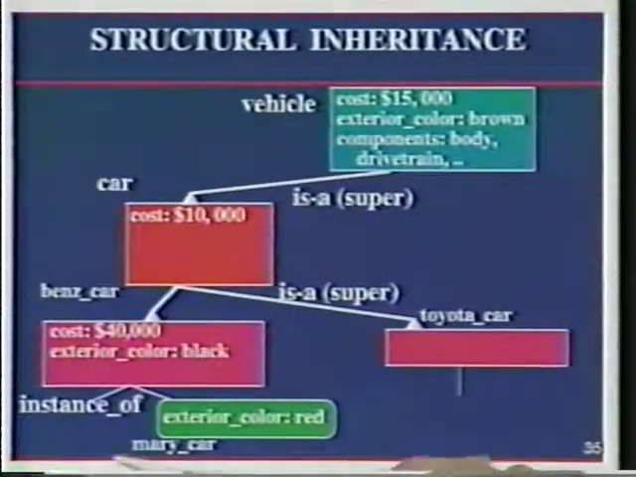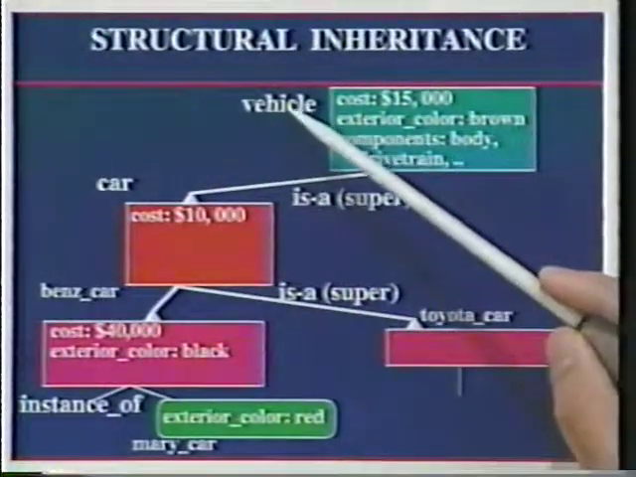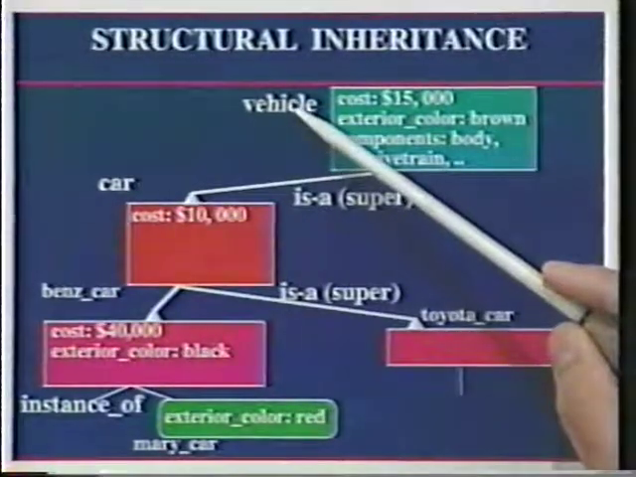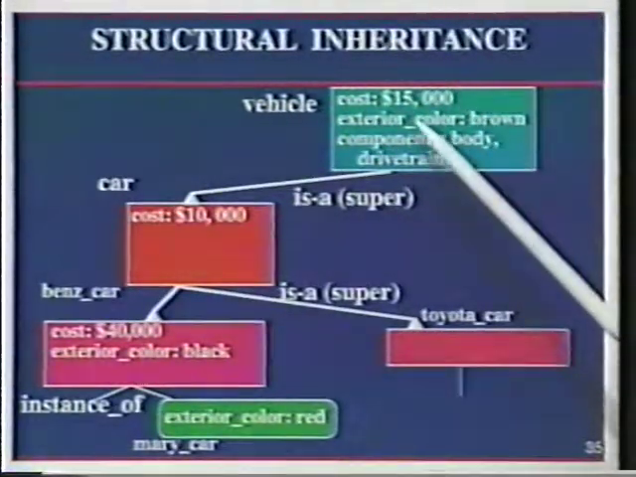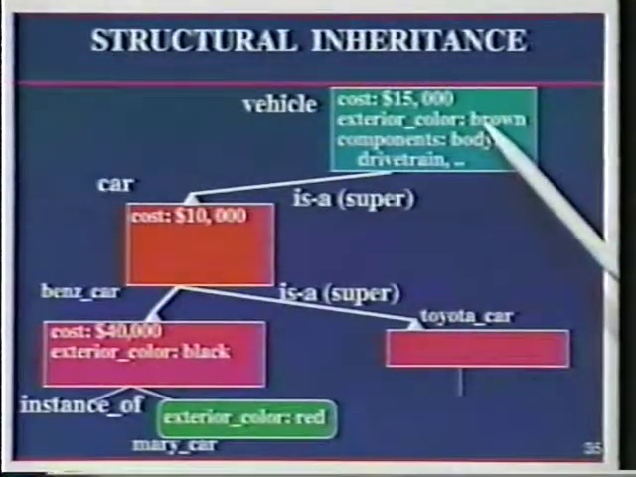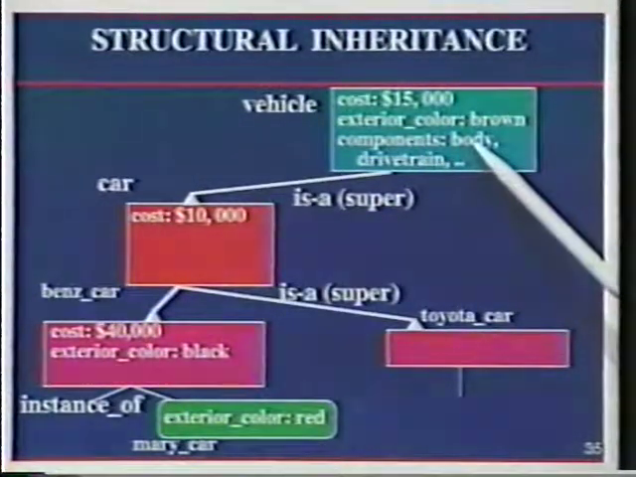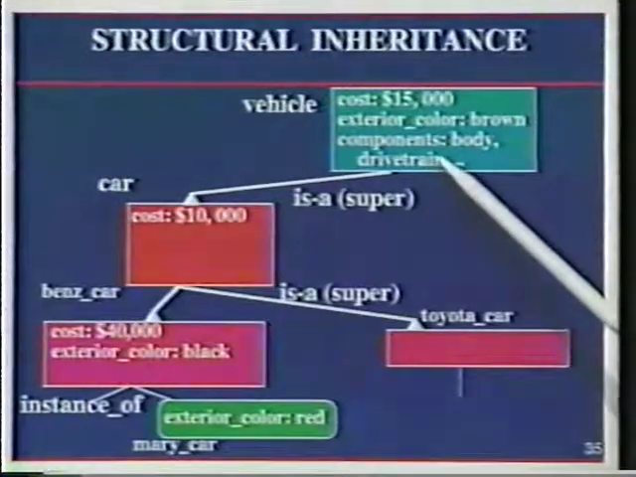The elegance of object oriented programming or object oriented systems is that it tries to replicate the way we are in nature. So let us have a look at the structural inheritance. I can give some default values to vehicles. I can say that most vehicles cost $15,000. Most vehicles, the exterior color is brown, and the vehicles have components such as a body, a drivetrain, and so on.